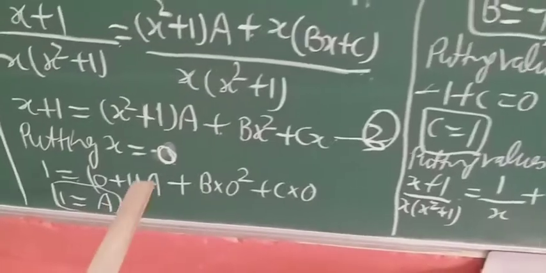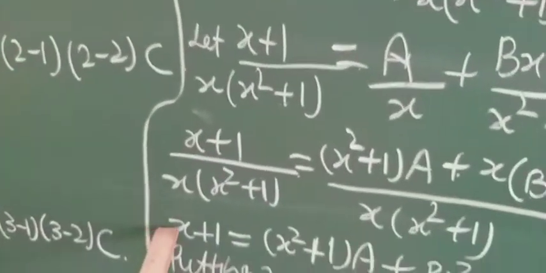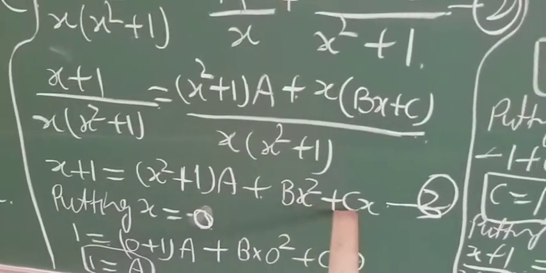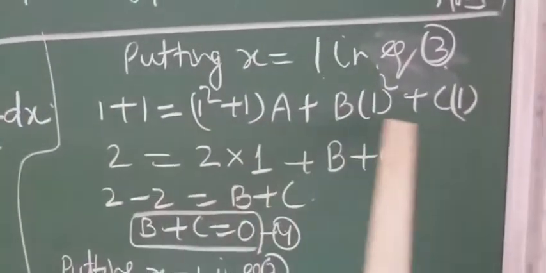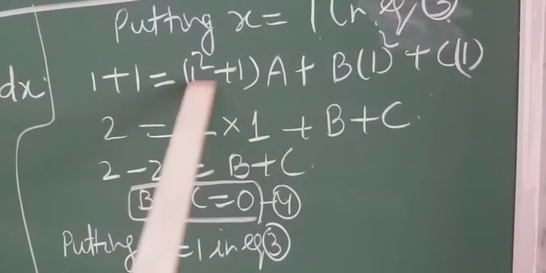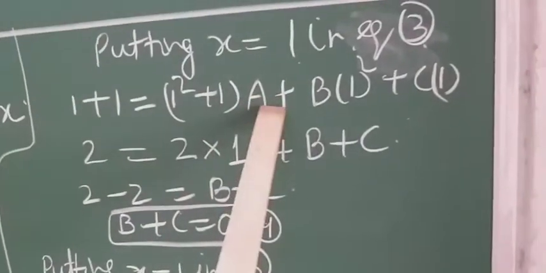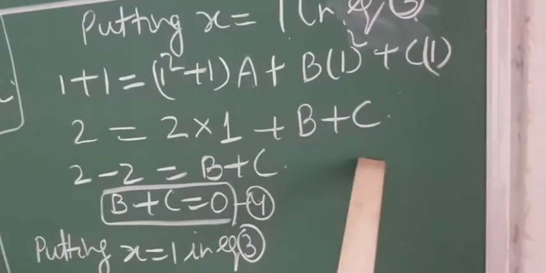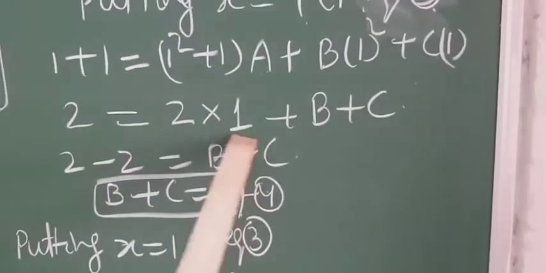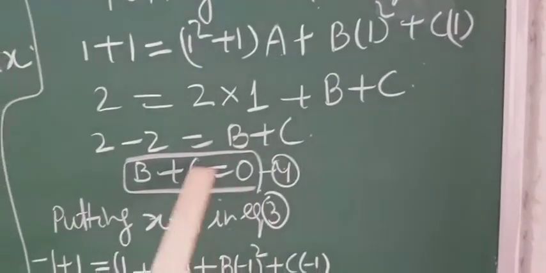Now students, let's put x equal to 1 here. So when you put 1, this side becomes 1 plus 1 equals (1 squared plus 1)A plus B into 1 squared plus C into 1. So 1 squared plus 1, that's 2, so 2A plus B plus C. Now we know the value of A is 1. So putting the value of A as 1, we get B plus C equals 0.